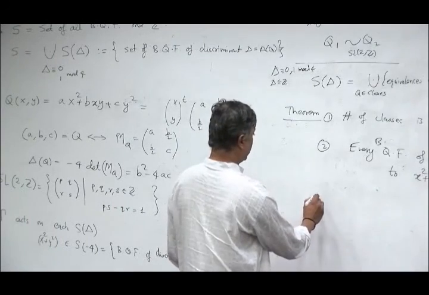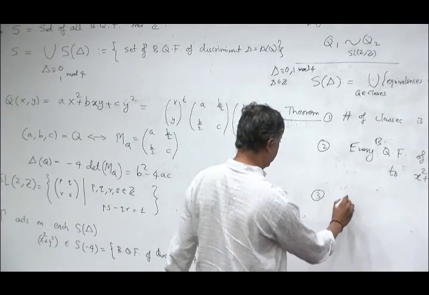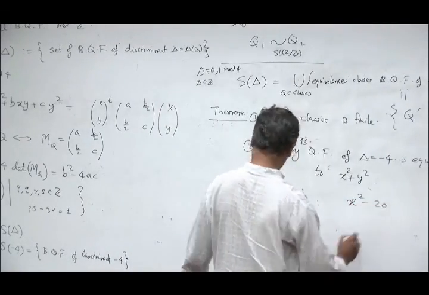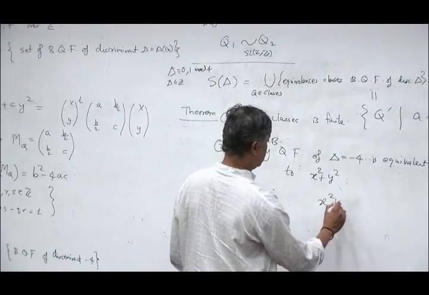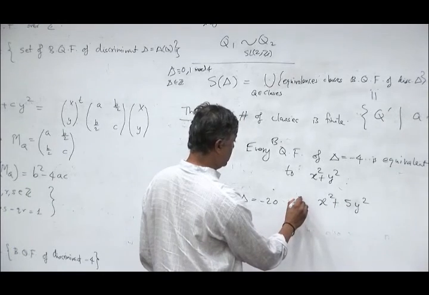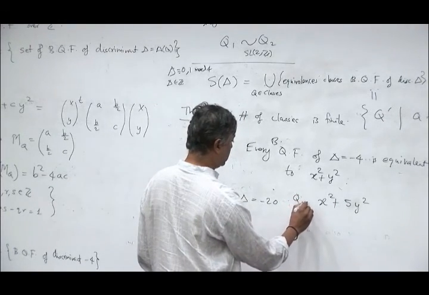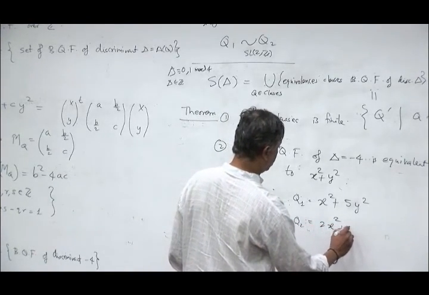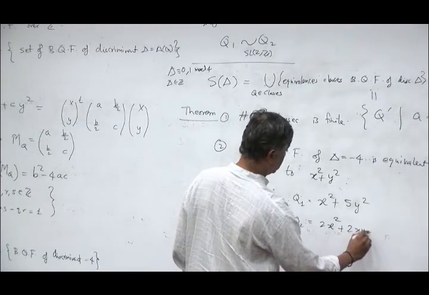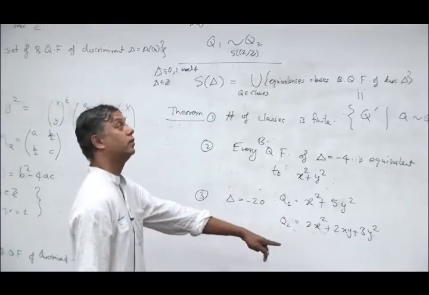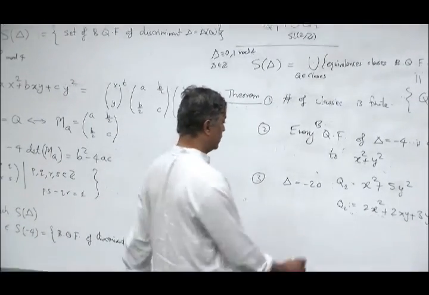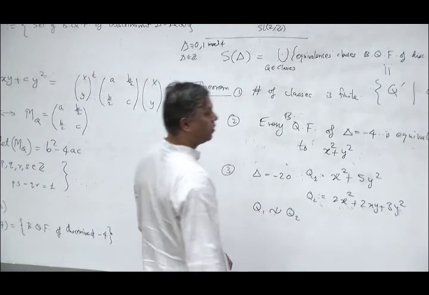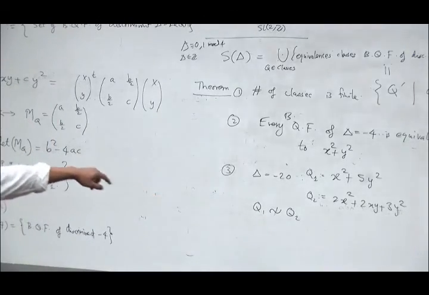This is also true for others, but it's not true for 20. So if I take delta equal to minus 20, I'll get the following kind of theorem. So this is a quadratic form, let's say Q1, and Q2 is 2x square plus 2xy plus 3y square. Let's calculate, 4 minus 24 is correct. So these are the two, Q1 not equivalent to Q2. These are the only two for minus 20.